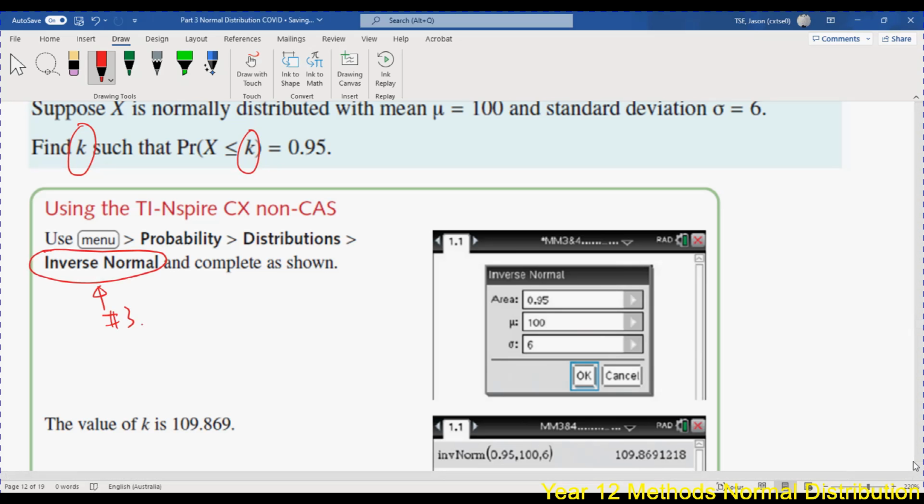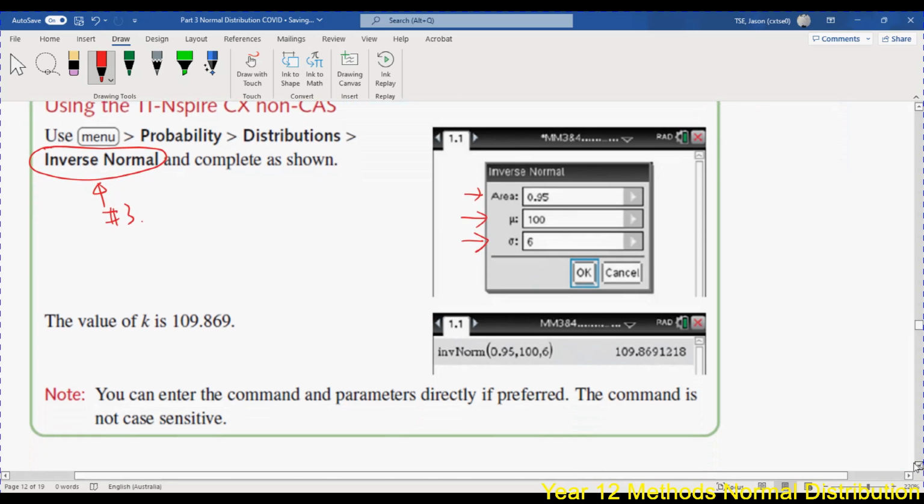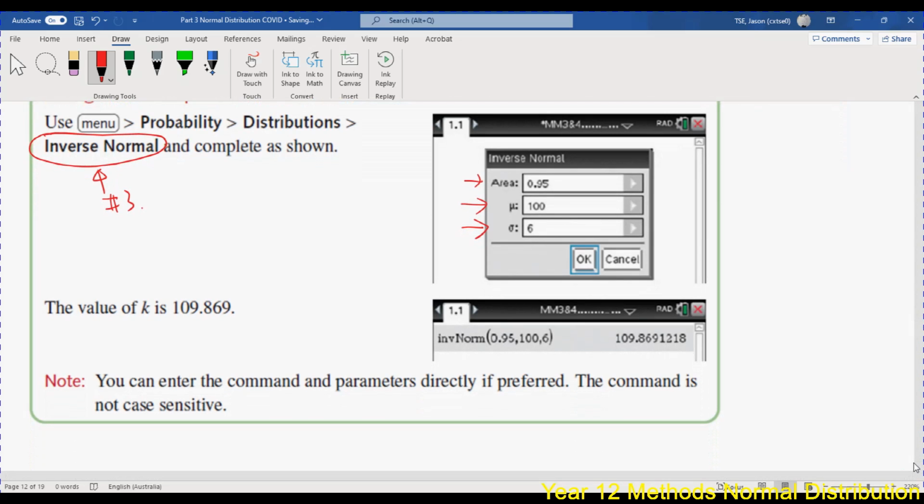And then you need to go for 3 inputs. The first one is your area, that means the area on the left hand side of the boundary. And you need to input the mean and also the standard deviation. Then a value would be automatically generated for you. All right.